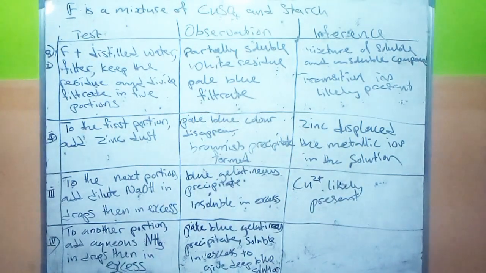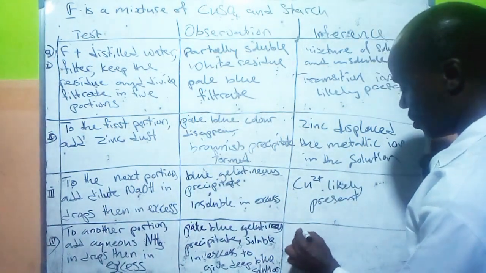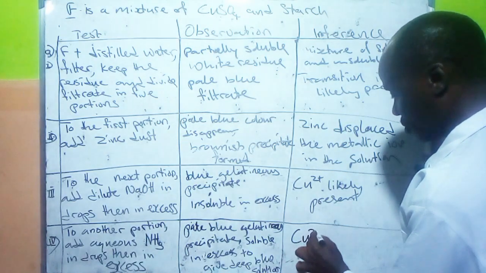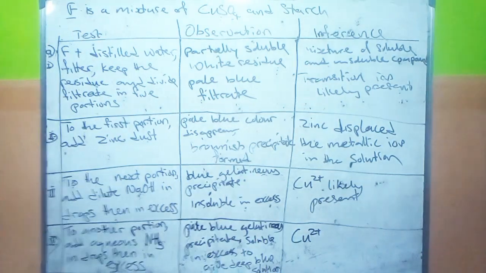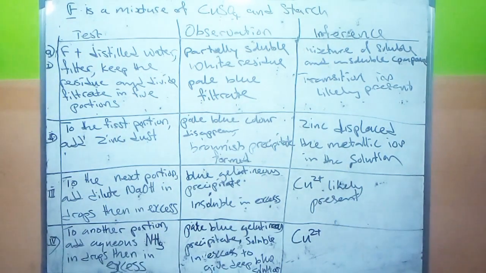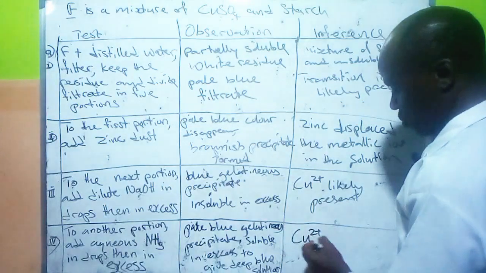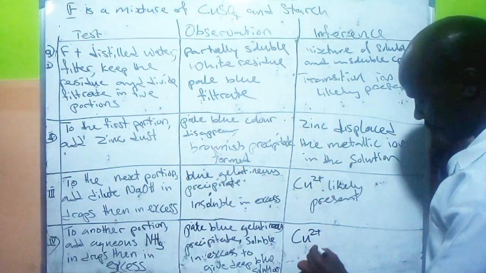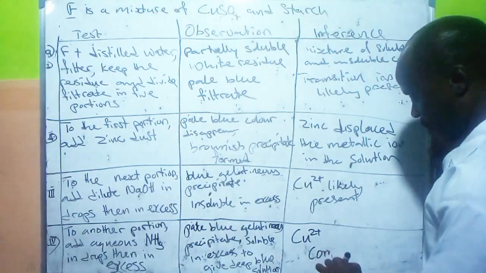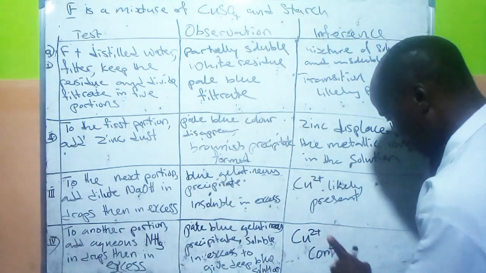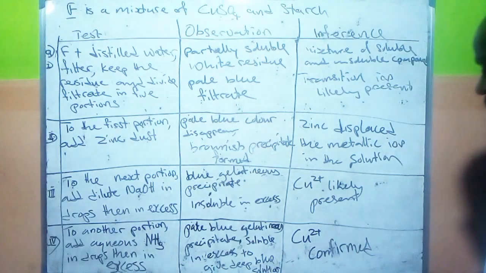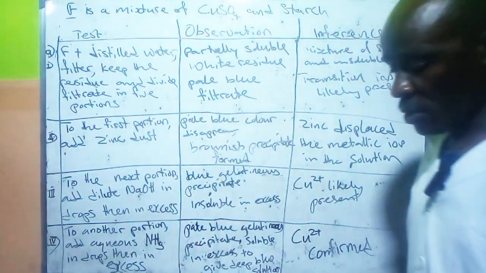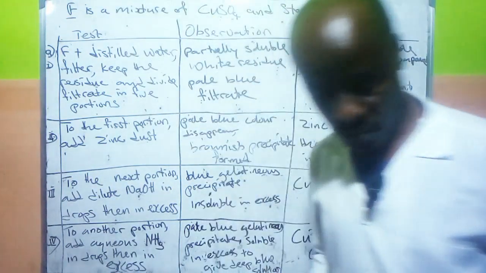So what is this telling us? In the inference, we have copper 2 ion confirmed. Copper 2 ion is now confirmed. So the next test we're going to carry out is now coming.